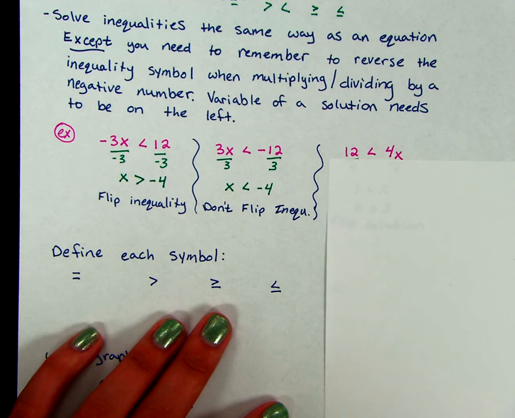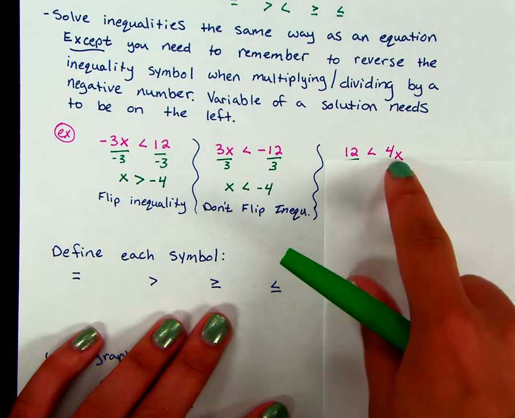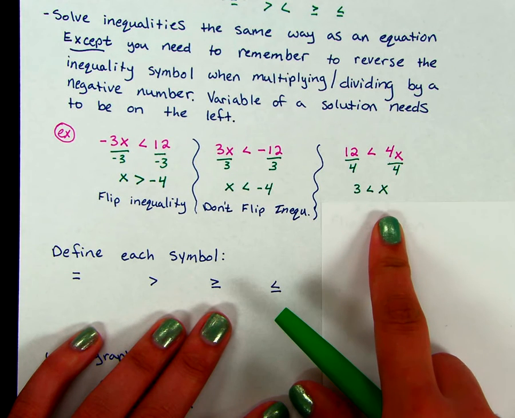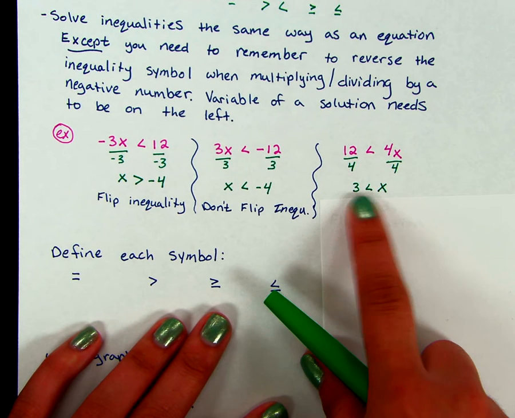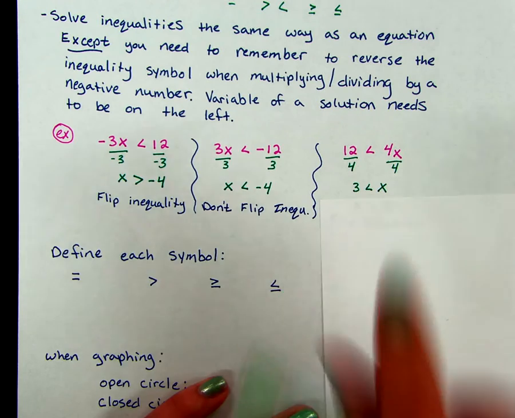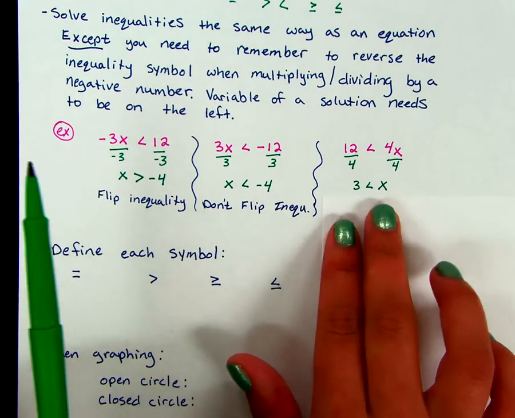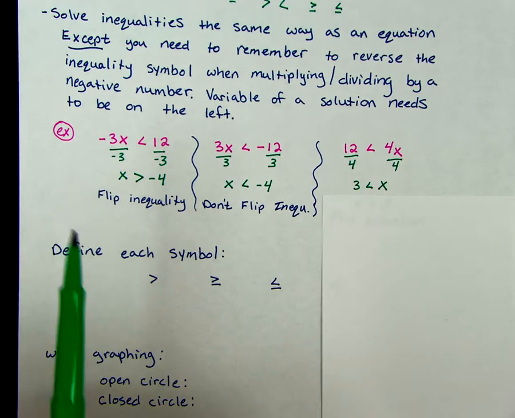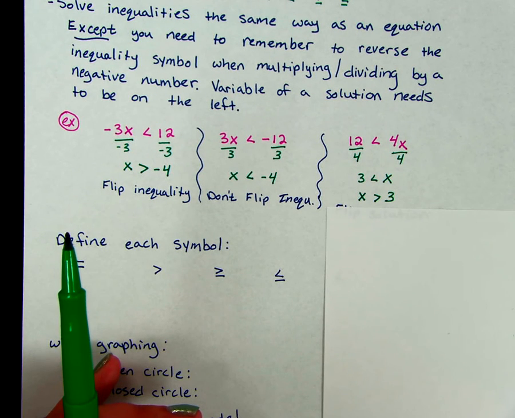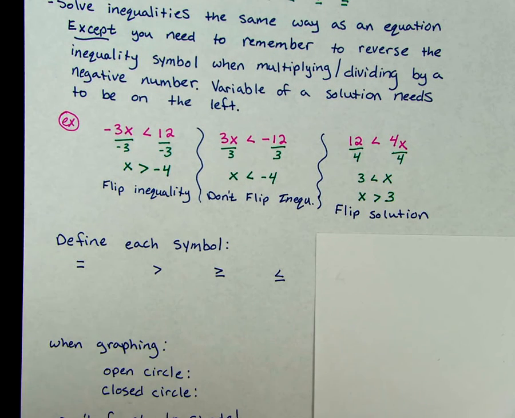Now, let's say we have something like this. We would still divide both sides by 4, and then we would have 3 less than x. Well, this is not on the left side. So we really are just flipping it around, and we also need to flip the inequality symbol. It's going to look like this for our final answer. So we have to flip our solution around so that the variable is always on the left side.